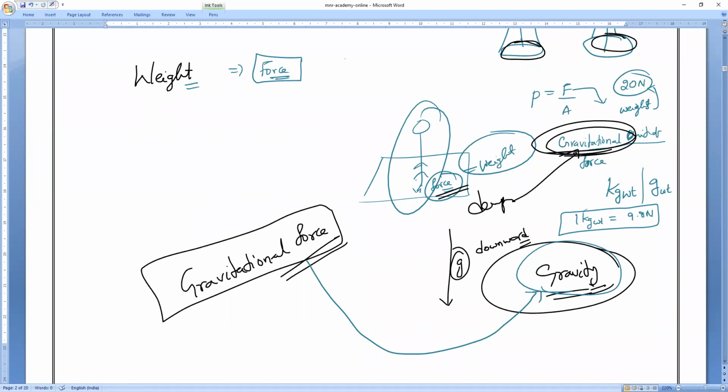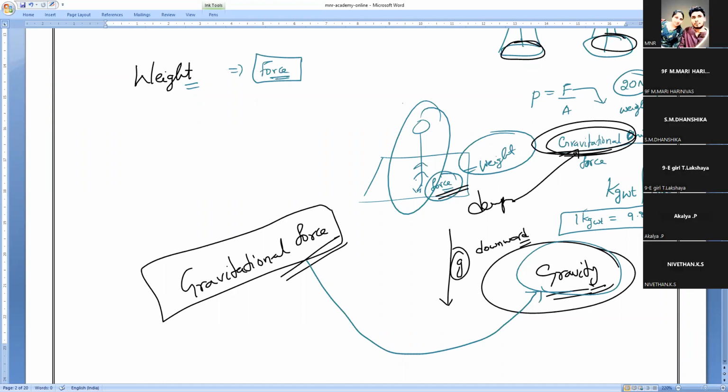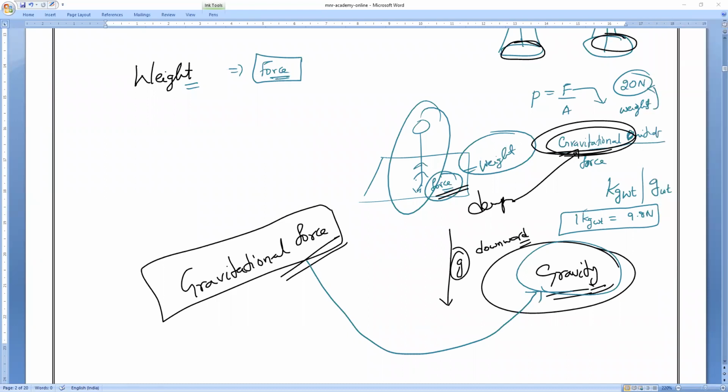So there is a force of attraction. Any two objects you take in this universe, there is a force of attraction. That is called gravitational force. Not only Earth and you, Earth and apple, Earth and pen, or Earth and any object. You and Mars also have a force of attraction, you and the Sun also. That is called gravitational force.